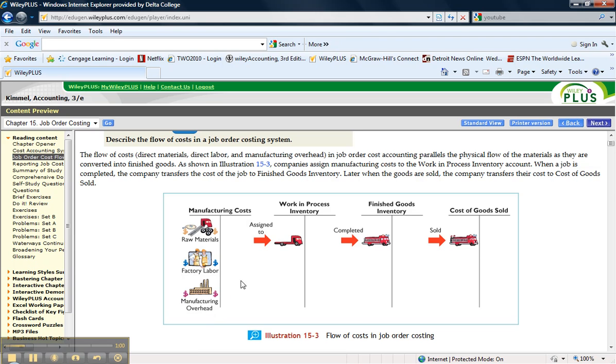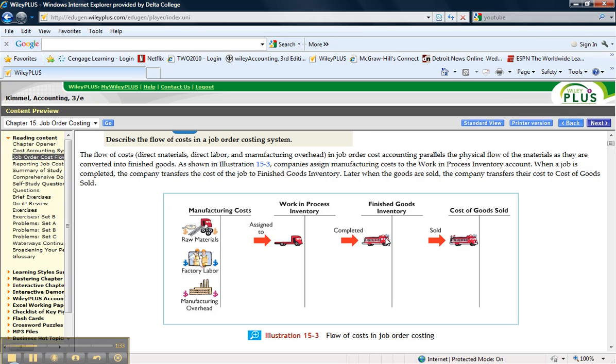So after we've got all of our costs accumulated in the manufacturing cost accounts, you're going to find accounts for raw materials, for factory labor, and for overhead. We're going to assign those costs to work in process inventory. This is the inventory account where costs will reside when the manufacturing process is in process. Then, when goods are finished, we move those costs out of work in process inventory and into finished goods inventory. This is where those costs will sit until the goods are sold.